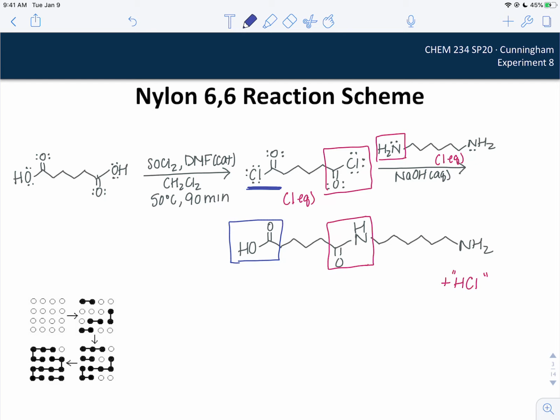When we've got our sodium hydroxide and water, our other acid chloride hydrolyzes to form our carboxylic acid. What we've got here is essentially our nylon 6,6 dimer. This is essentially going from our first step where we've got all of our monomers, and then we begin to form these dimers. Over time, we're going to continue the polymerization reaction. The dimers will become trimers, and will react with other dimers and trimers to form our nylon 6,6 polymer.